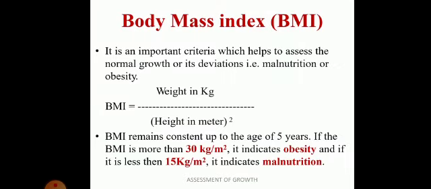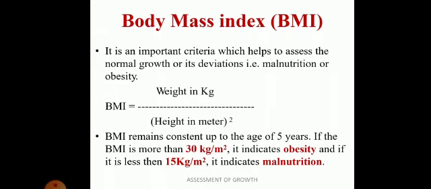Now body mass index. You might be knowing body mass index. It tells what your ideal weight should be based on your height. Clear? So there is one formula for calculation of body mass index: body mass index is equal to weight in kilogram divided by height in meter square.